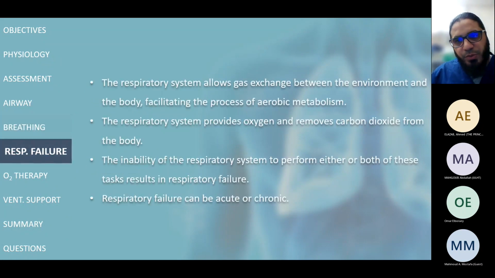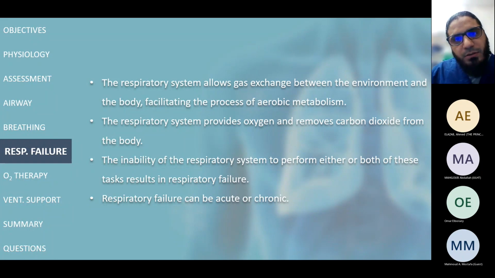If the patient has a respiratory problem, in terms this is called a respiratory failure, and we will talk about the definition of it shortly. So as we said, the main function of the respiratory system is the gas exchange between the environment and the body, which will facilitate the aerobic metabolism.